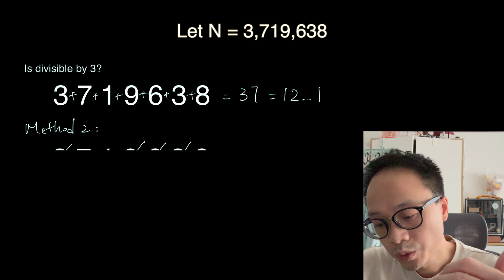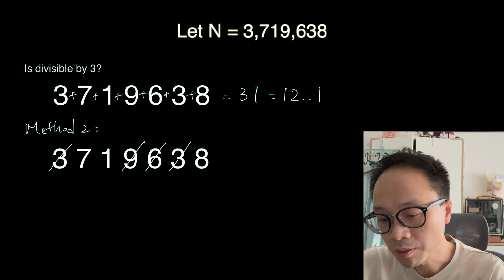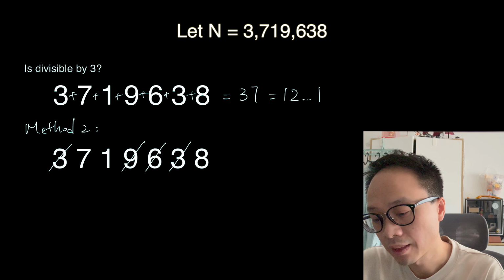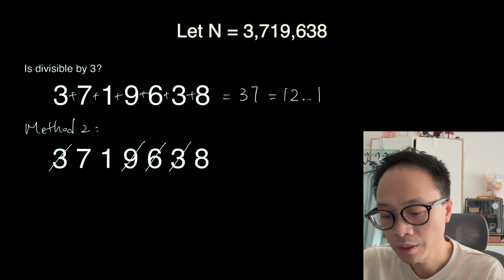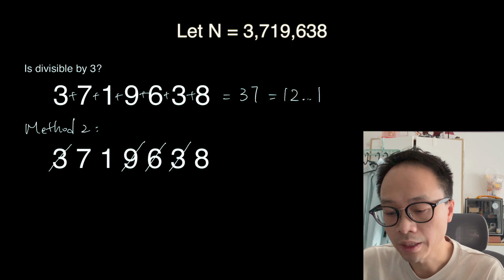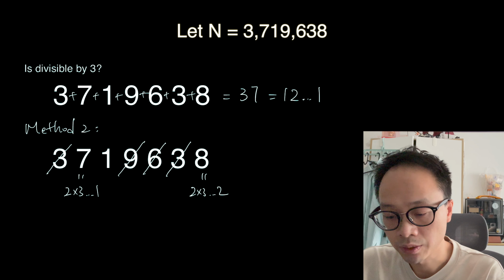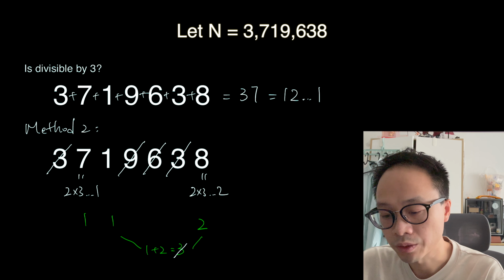Method 2. We just need to remove all the numbers divisible by 3. For example, 3, 9, 6, and 3. For the rest of the numbers, we just need to think about their remainders. For 7 it is 1, for 8 it is 2, and 1 plus 2 is equal to 3. So we also cross out. So the remainder is 1.